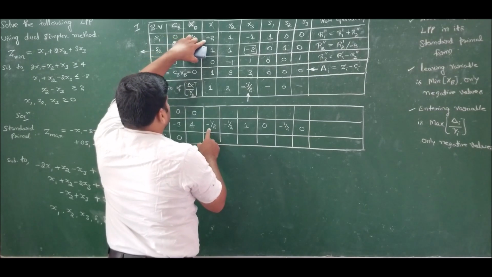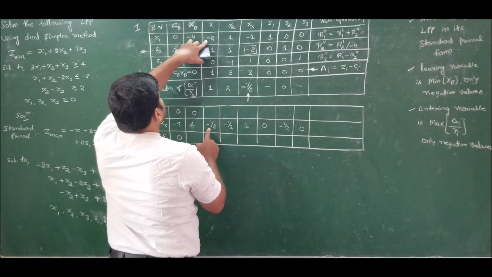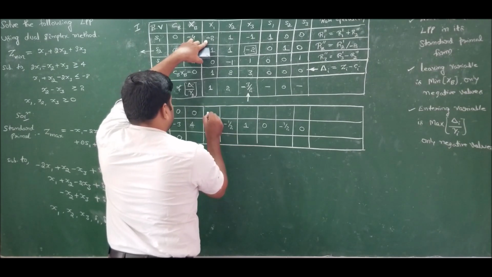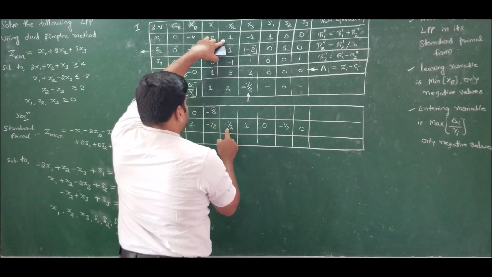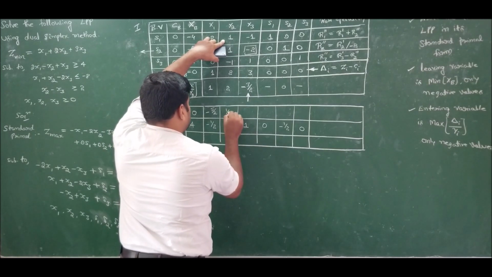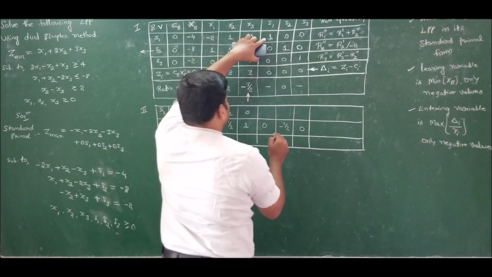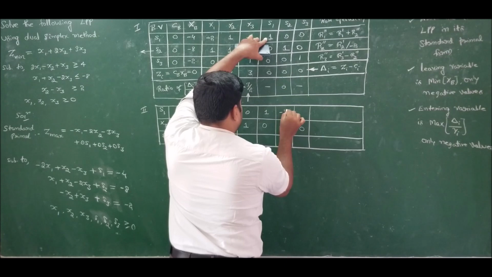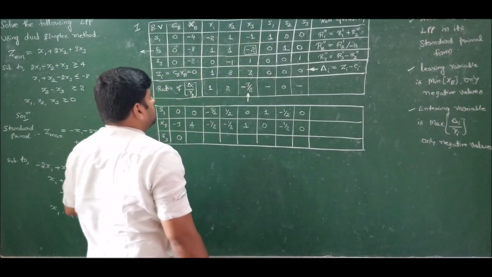Here we have minus 2, here we have minus 1 by 2. Minus 2 minus 1 by 2 will become minus 5 by 2. Here we have 1, here we have minus half, it will become plus half. Minus 1 plus 1 will become 0. 1 plus 0 is 0, it will become minus half. Here we will get 0. Right?